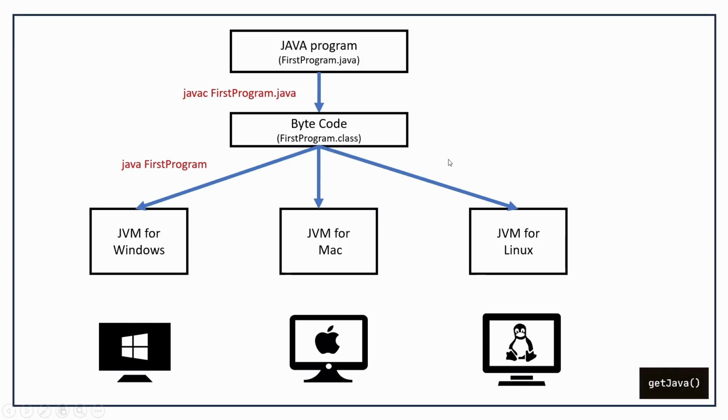Now this bytecode we execute across all platforms with the help of the JVM for that platform. Since we are using the same bytecode and running it across all platforms, it is also known as write once, run anywhere. We are writing the code only once and we can run the same bytecode anywhere. So that's why it is also known as write once, run anywhere.